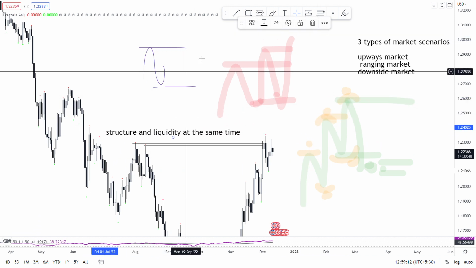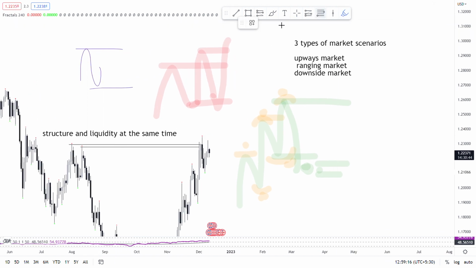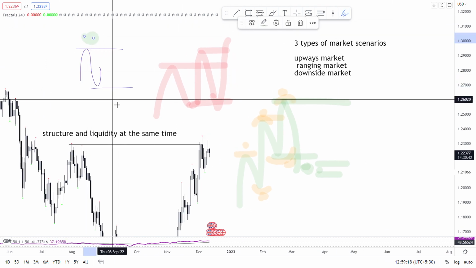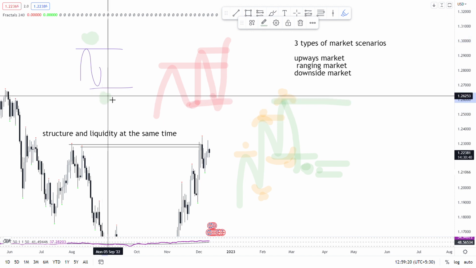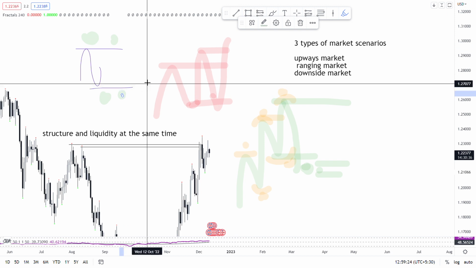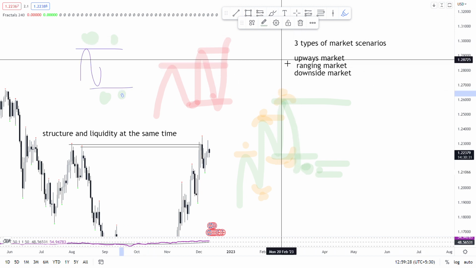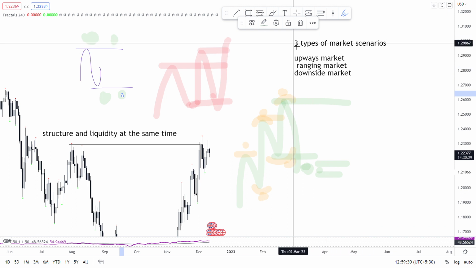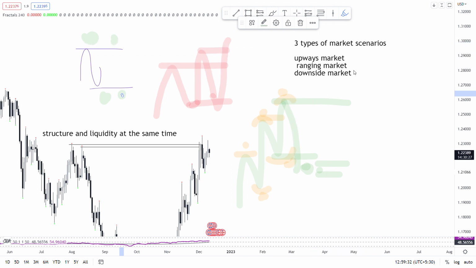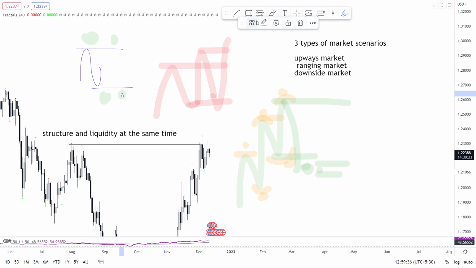So here, every high and low in the market has liquidity, right? Every high and low in the market has liquidity at the edges. Liquidity means buy stops and sell stops, right? So I will explain how to combine the liquidity and the structure for the three types of market scenarios: one is an upward market, a ranging market, and a downside market.